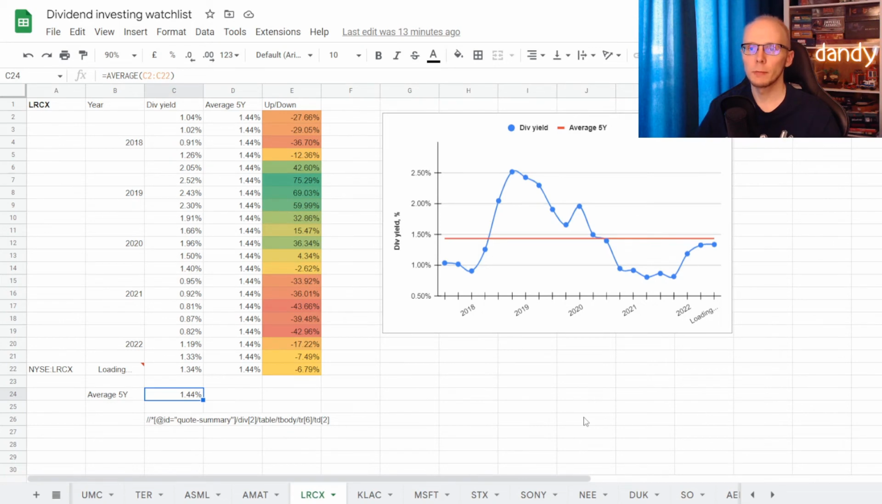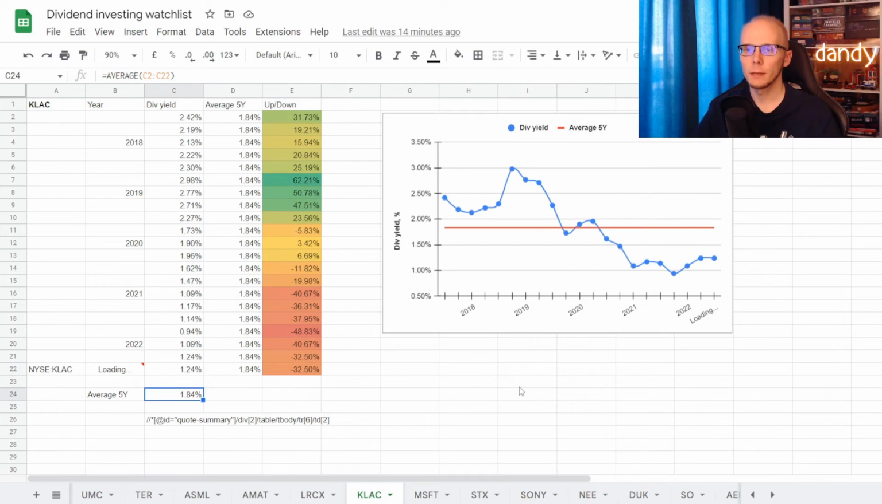Now let's switch to Lam Research. We have its dividend yield history, and on average in 5 years the dividend yield was at 1.44%. So the best dividend yield was back in 2018 at 2.52%, over average for 75.29%. And worst time in the first half of 2021, with a yield of 0.81%, under average for 43.66%. But if we take the yield right now at 1.44%, that is under average by only 6.79%.